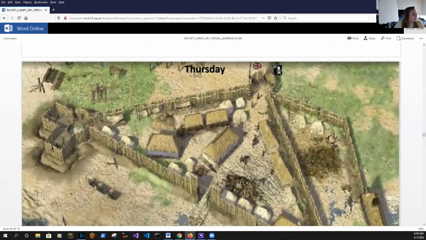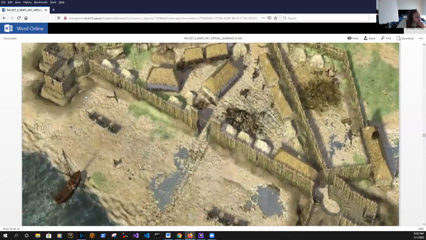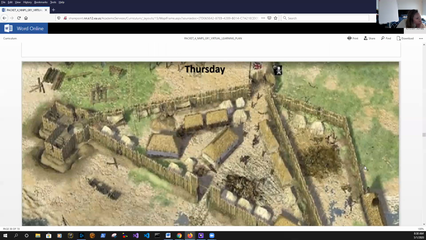Right here. So let's look at the fort. We see the ships in the water. Tell someone what you notice and what you wonder about this picture.